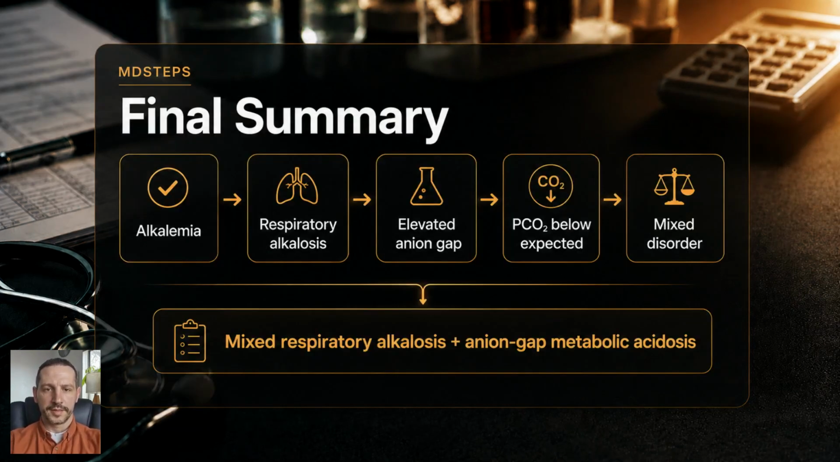This question was not difficult because it lacked enough information. It was difficult because several correct observations had to be placed in the right sequence. The patient was alkalemic. She had a respiratory alkalosis. She also had an anion gap metabolic acidosis, and the compensation calculation proved that both were primary processes. That is why the correct answer is mixed respiratory alkalosis and anion gap metabolic acidosis.